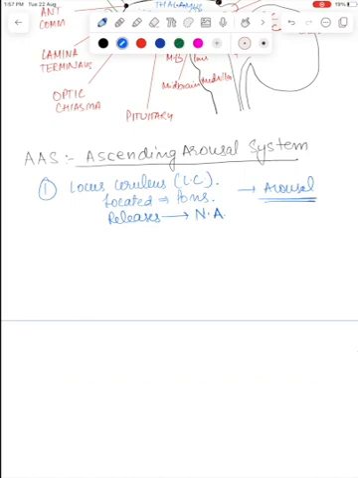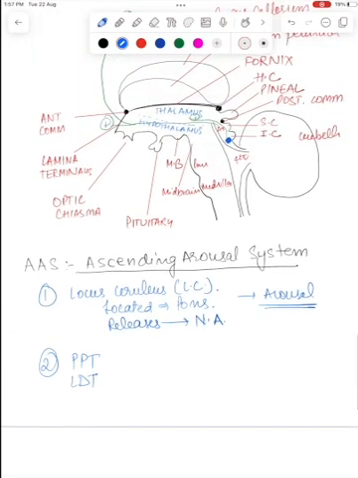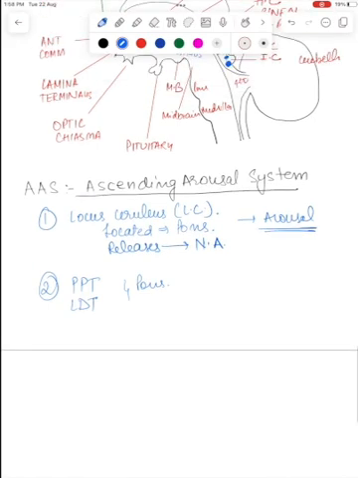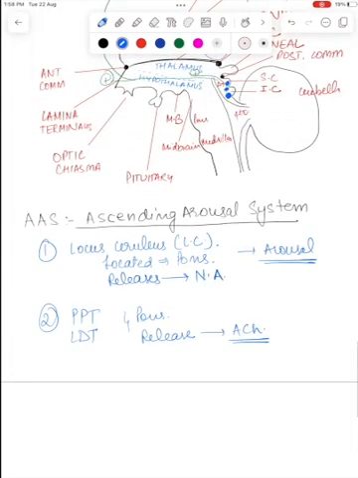Locus ceruleus. Another pair of nuclei that you need to know are the pedunculopontine tegmentum and the latero-dorsal tegmentum. So they are located just above and dorsal to the locus ceruleus, somewhere around here. Now they are also obviously located in the pons only. And they release acetylcholine. So they are cholinergic in nature, again promoting arousal due to various connections.